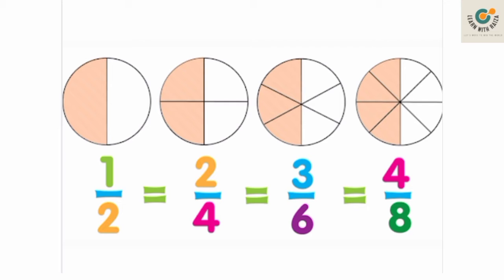Now look at the last diagram. The circle is cut into 8 equal parts and 4 equal parts are shaded. So the shaded portion as a fraction is 4 upon 8. That means 4 is the numerator and 8 is the denominator.